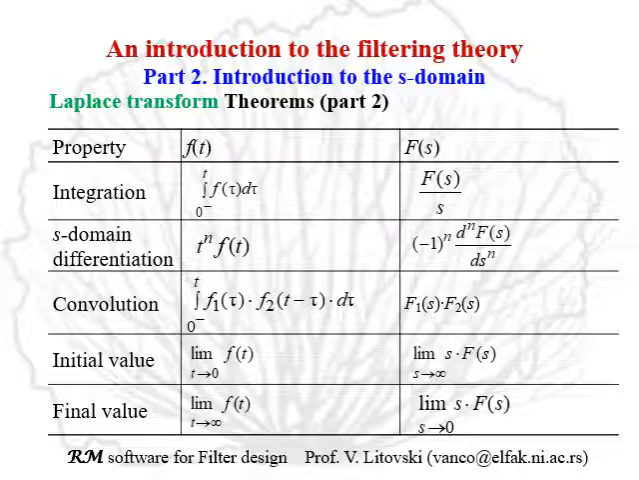The integral of a time domain function is transformed into the S domain by dividing the function by s. Then differentiation in the S domain, look to the right-hand side, is obtained by multiplying the time domain function by t to power n.